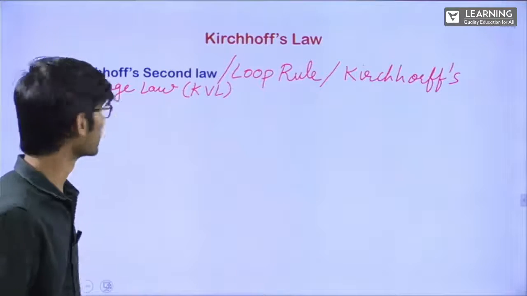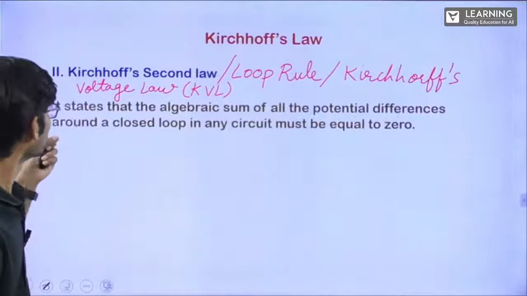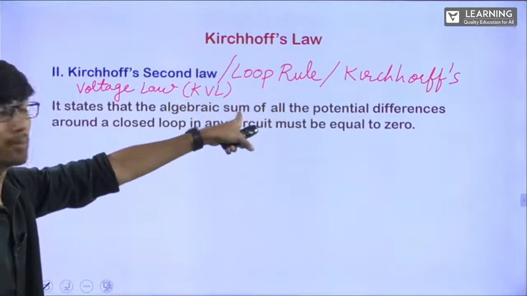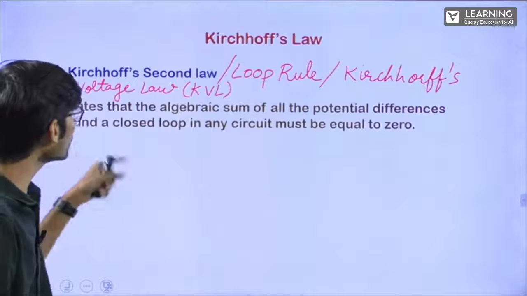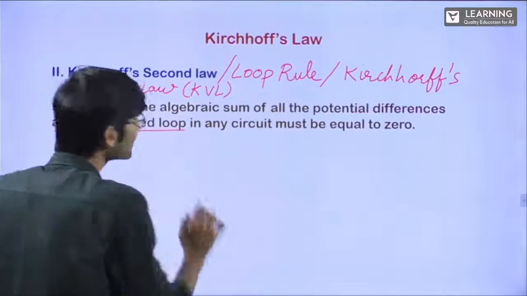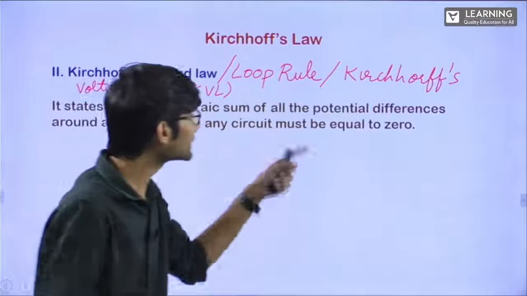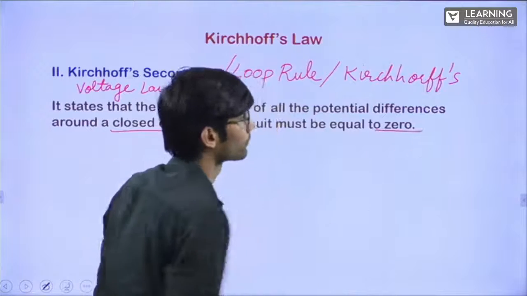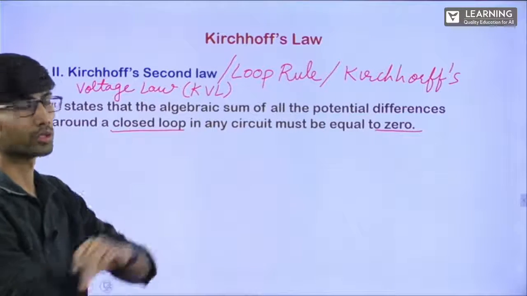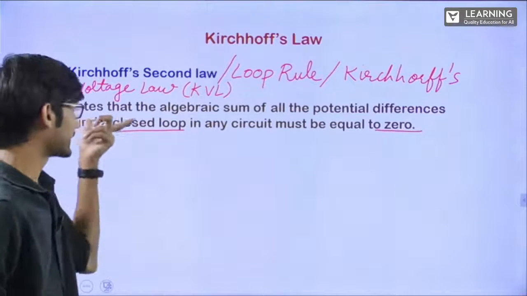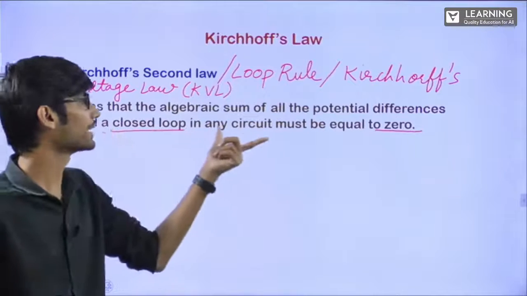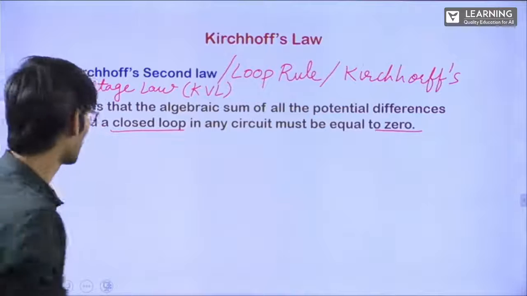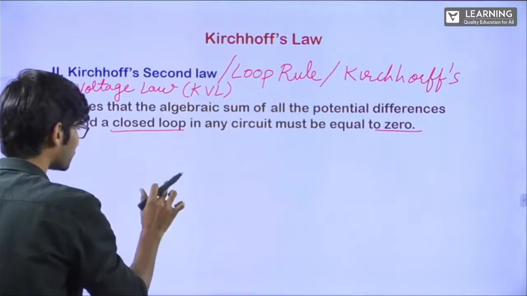What does this law say? It states that the algebraic sum of all the potential differences around a closed loop, underline this, in any circuit must be equal to 0. Note it down and underline these two things. It states that the algebraic sum of all the potential differences around a closed loop in any circuit must be equal to 0. Let's say there is a circuit.